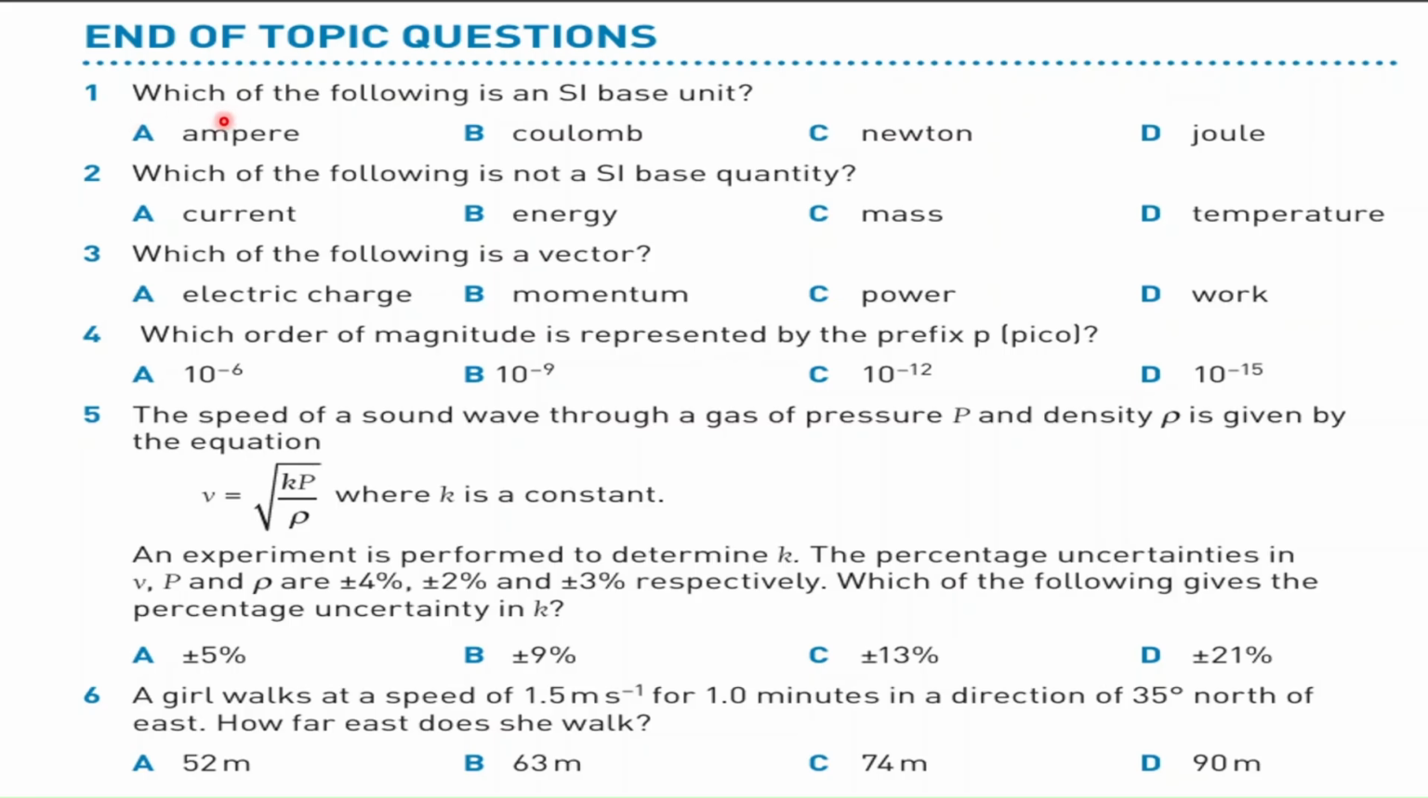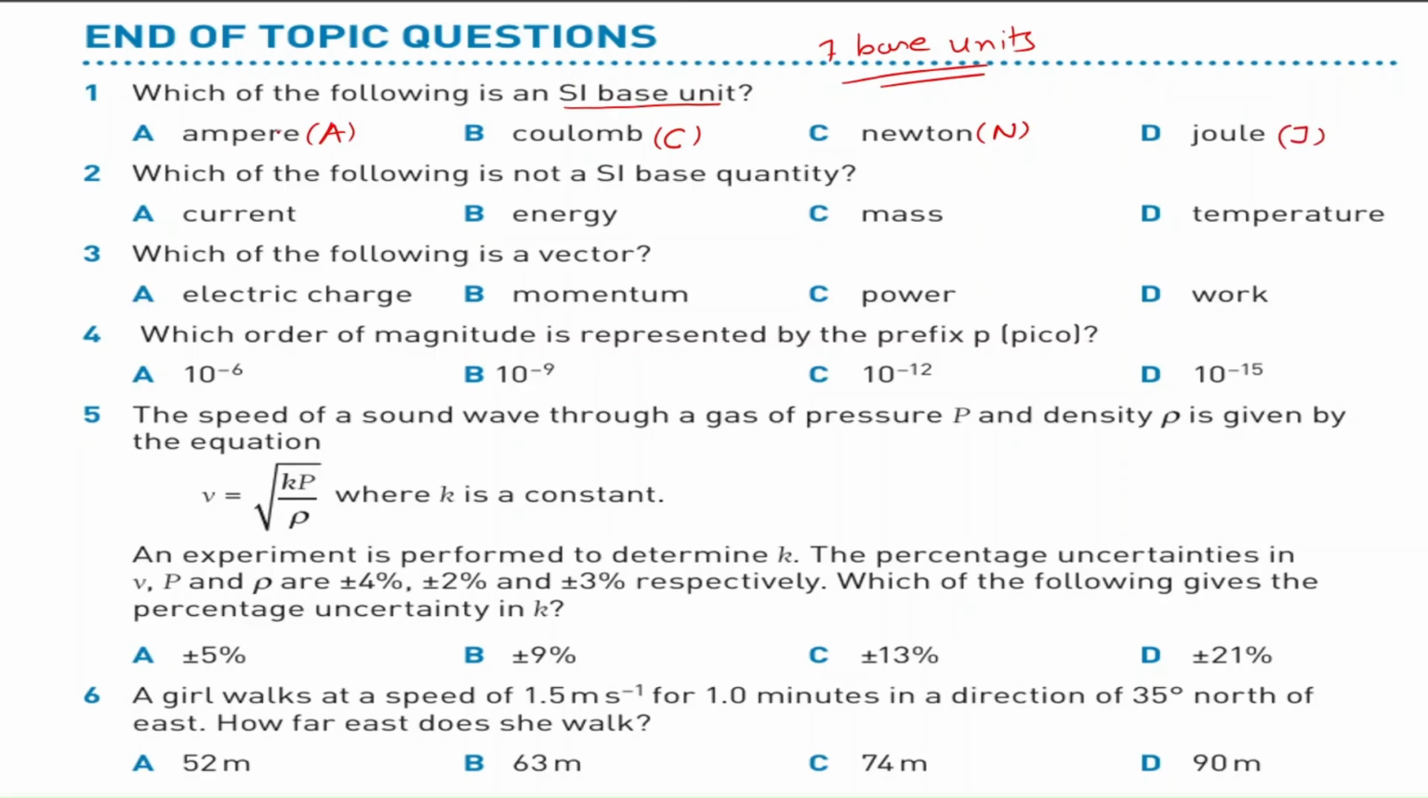We have questions 1 to 6. The first one says, which of the following is an SI base unit? We already saw there are 7 base units. We have to identify which is the SI base unit. The options are the ampere denoted by A, the coulomb denoted by C, the newton denoted by N, and the joule denoted by J.